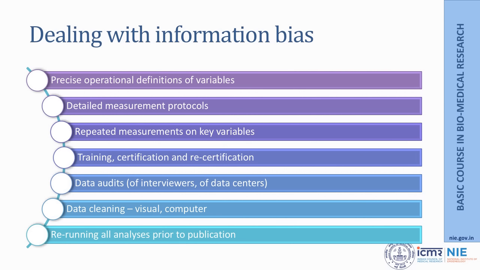Sometimes it's also a good way to do repeated measurements on key variables, say for example blood pressure. We know that blood pressure can vary from time to time, so we may take more than one reading of blood pressure and then take an average of that reading in order to say what the actual blood pressure of that individual is at that particular point of time.